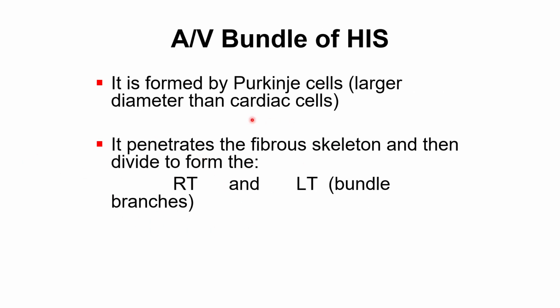The bundle of His is made of Purkinje fibers. These cells are much larger than the cardiac cells. They penetrate the fibrous skeleton and they divide into right and left bundles of fibers.